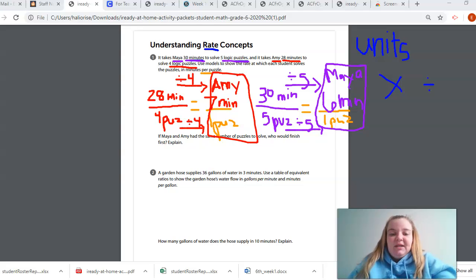If Maya and Amy had the same number of puzzles to solve, who would finish first? Seeing by this, they each have one puzzle to solve. If it takes Amy 7 minutes to do one puzzle and it takes Maya 6 minutes to do one puzzle, who is going to finish first? Right? It's the person with the least amount of time, because it takes them the shortest amount of time to complete it. So Maya would complete first because it would only take her 6 minutes for one puzzle.